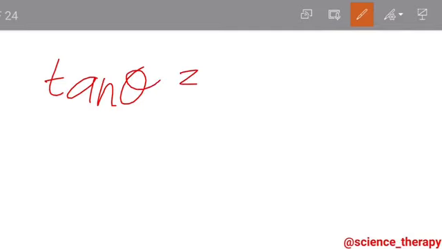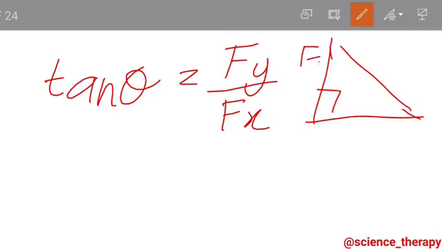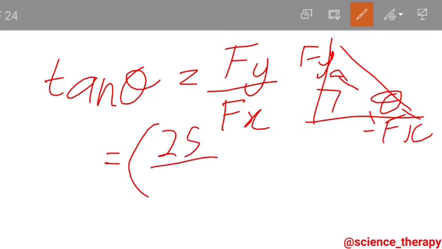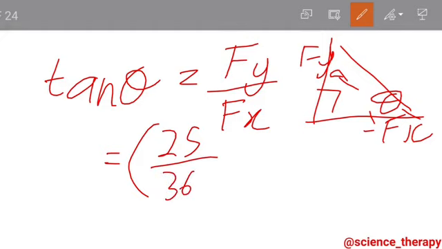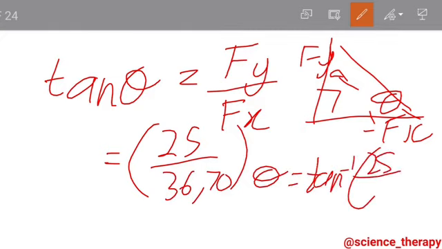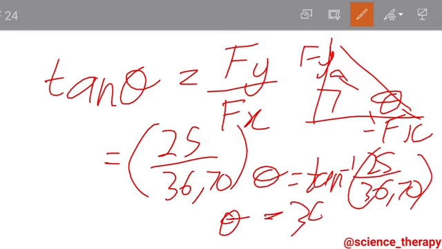So we say tan theta, remember it's Fy over Fx. If we have our right angle triangle here, this is our Fy, this is our Fx, and theta is here. So we take opposite over adjacent. What is our Fy? 25. Our Fx was 36.70. Now for your angle theta, tan theta is 25 over 36.70. Then punch that in your calculator, and we have theta is 34.26 degrees. And that's how you solve this question.